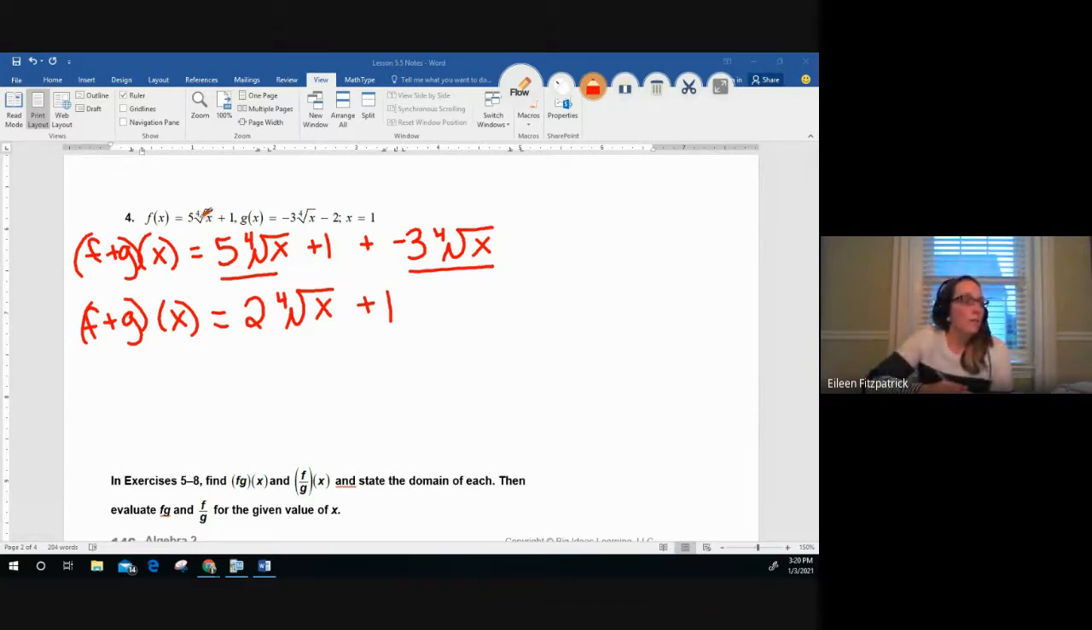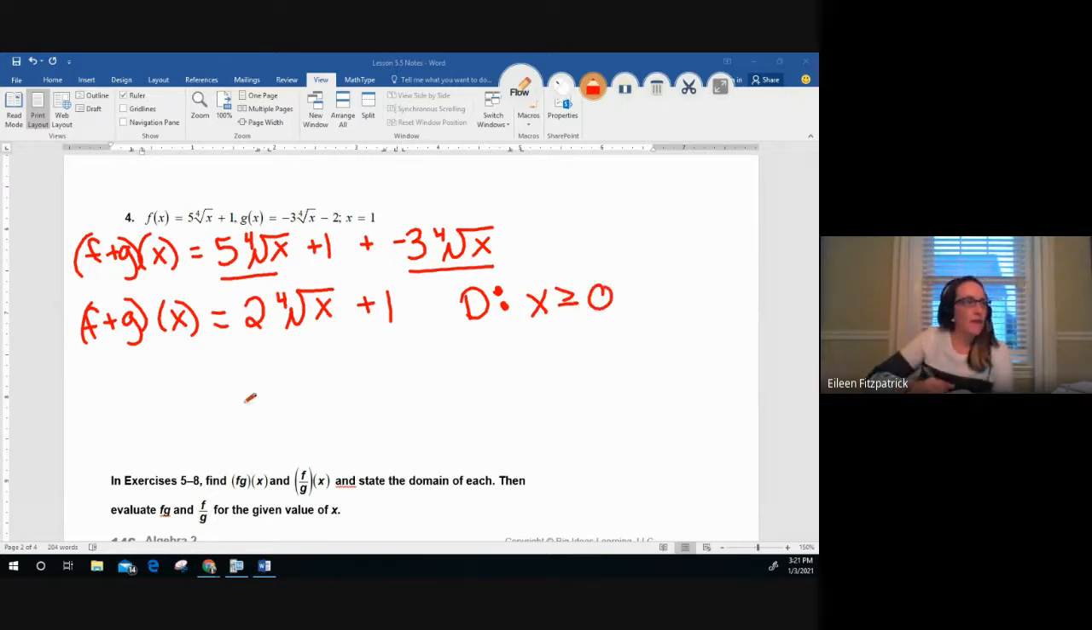You have to look back at the original problem to think about the domain. The 4th root, okay, since it's an even index, you only want 0 and positives. You don't want negative. So x has to be greater than or equal to 0 here. Same thing, 4th root. So x has to be greater than or equal to 0 here. And in the final, x has to be greater than or equal to 0. So the domain is that x has to be greater than or equal to 0.